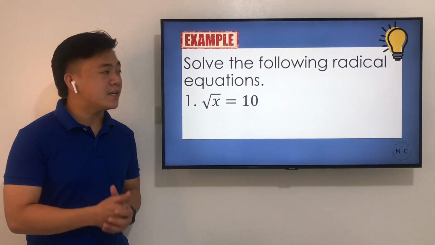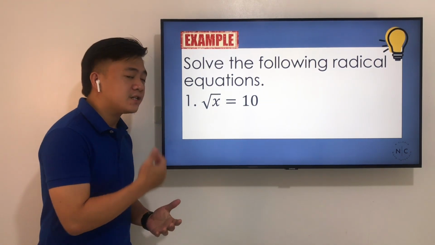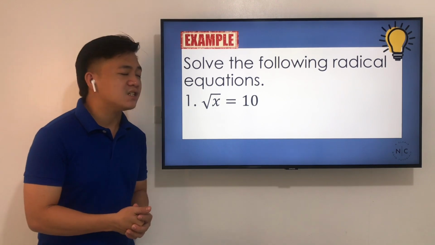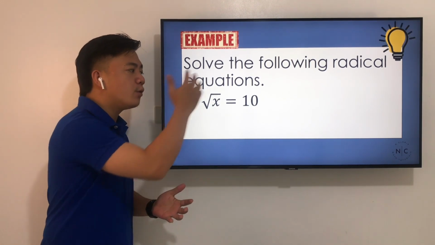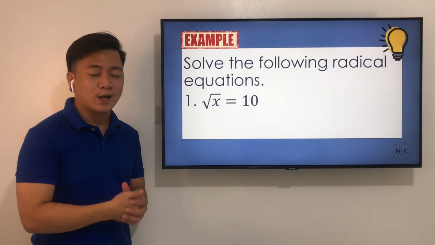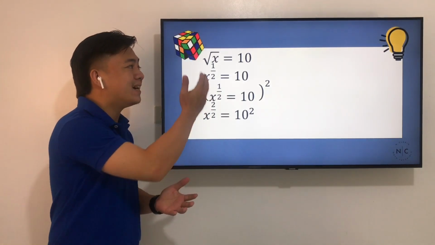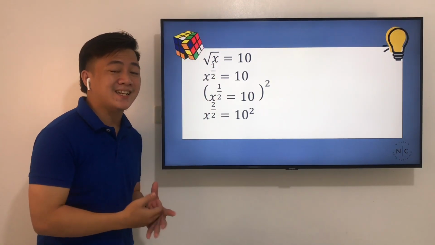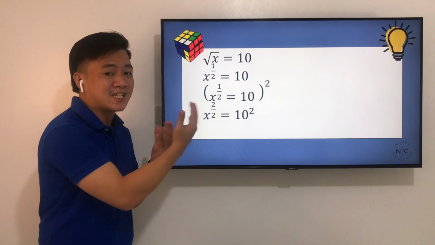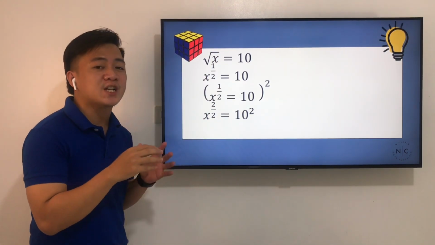So let's have our example. Solve the following radical equation. Example number 1, square root of x is equal to 10. So what we are going to do is to solve this given radical equation. Ang unang step natin is titignan natin kung yung ating radical, which is yung square root of x, meron ba siyang kasama dun sa isang side, kung nasaan siya. So dito, wala siyang ibang kasama, which means pwede na tayo sa ating next step.